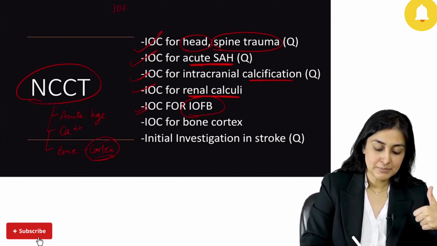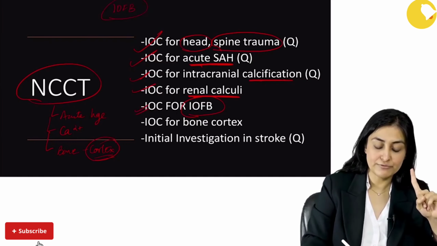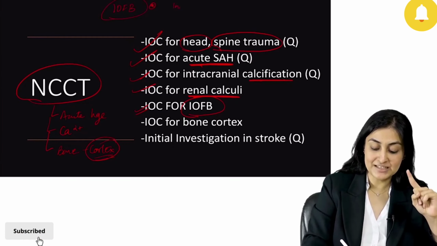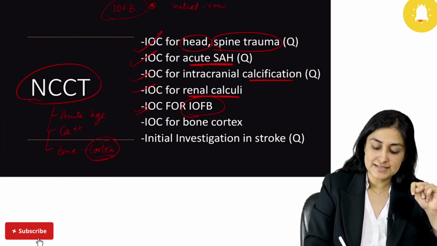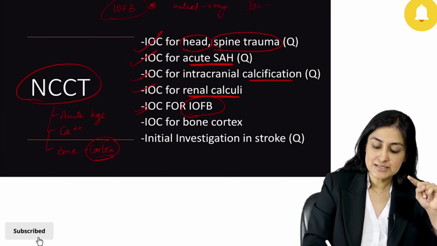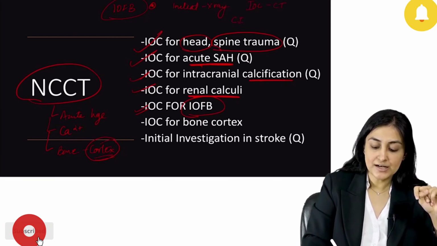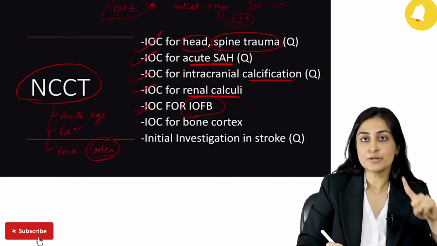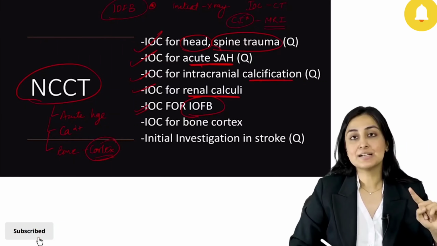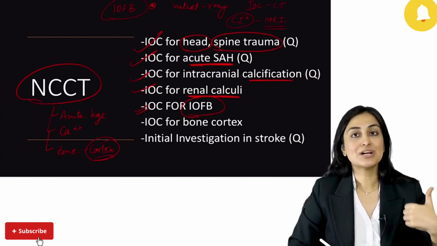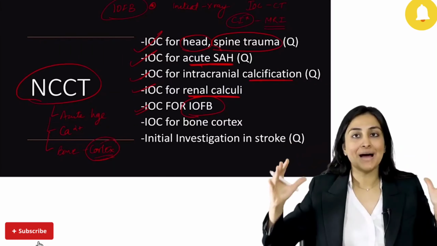Just a disclaimer, intraocular foreign body is a very important question. The initial investigation for any foreign body, remember, was X-ray. Investigation of choice, CT. What is contraindicated is what I want to know. Remember, MRI is contraindicated in suspected cases of intraocular foreign body because MRI is a magnet.